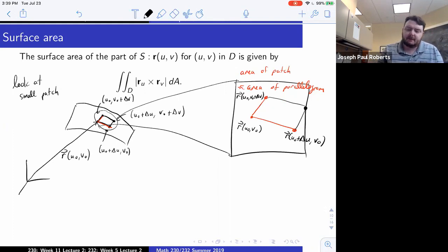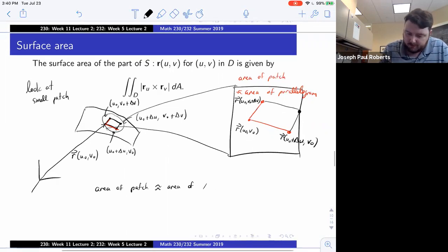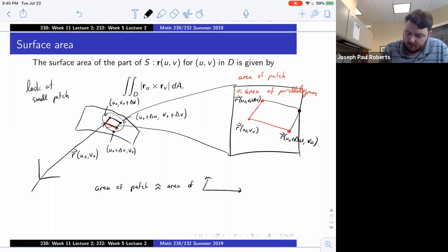And so we haven't, okay, I guess then what we have is the area of the patch is approximately the area of the parallelogram, where this vector is R of U naught plus delta U, V naught minus R of U naught, V naught. So these R vectors are always starting at the origin.